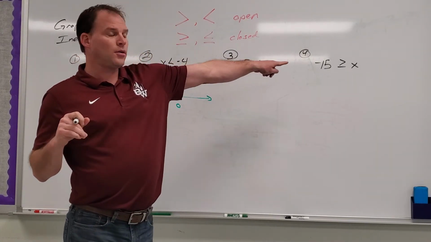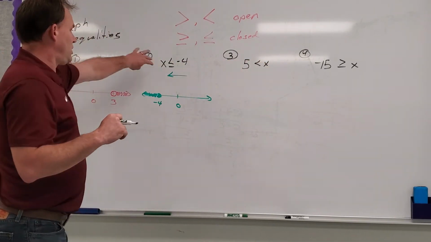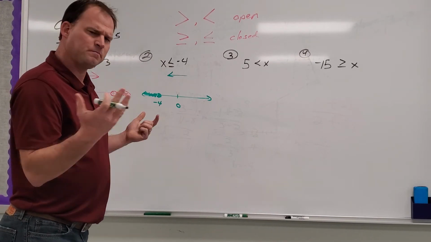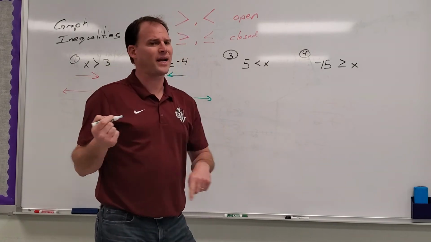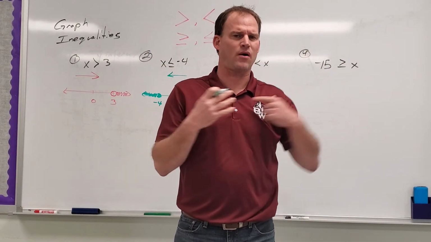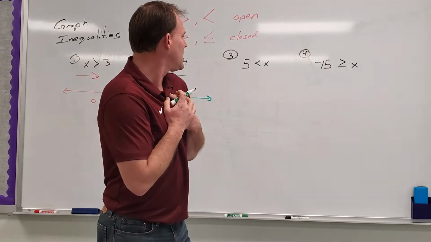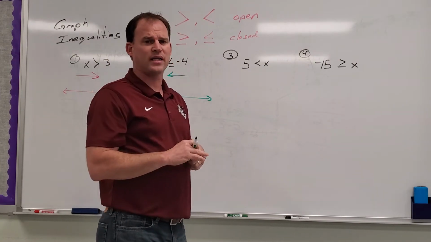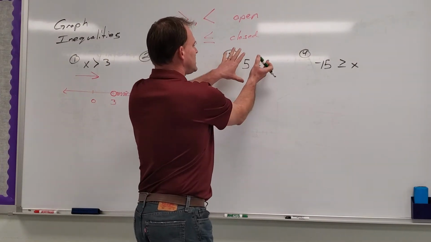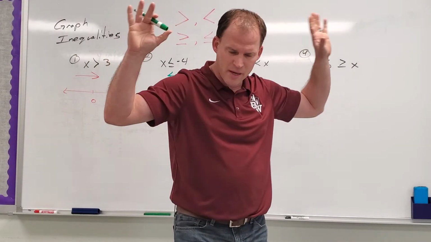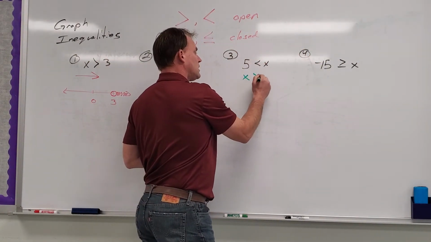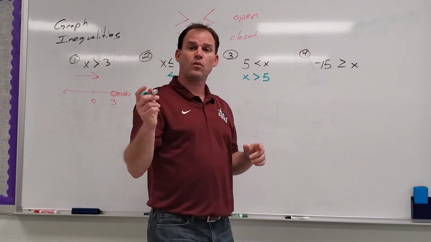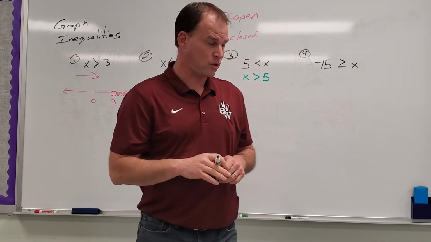What's different about number 3 and number 4 versus number 1 and number 2? Hopefully you noticed the variables on the right-hand side. We talked about that first semester, how I don't like the variable on the right-hand side. This is why I don't like the variable on the right-hand side. So before we do anything, we're going to take this entire problem and turn it around. X is greater than 5. That's what we're going to do first, all right?